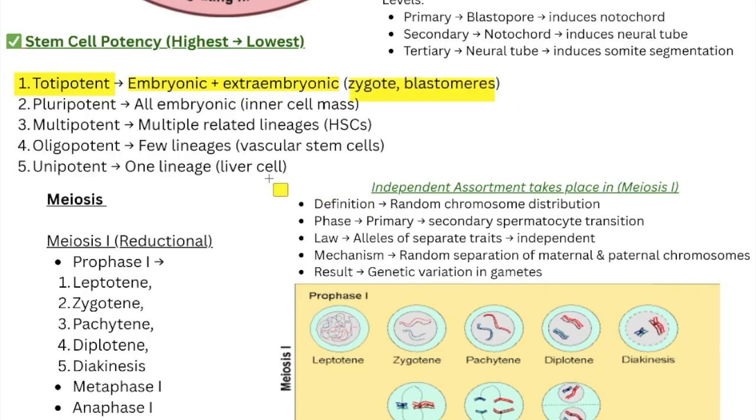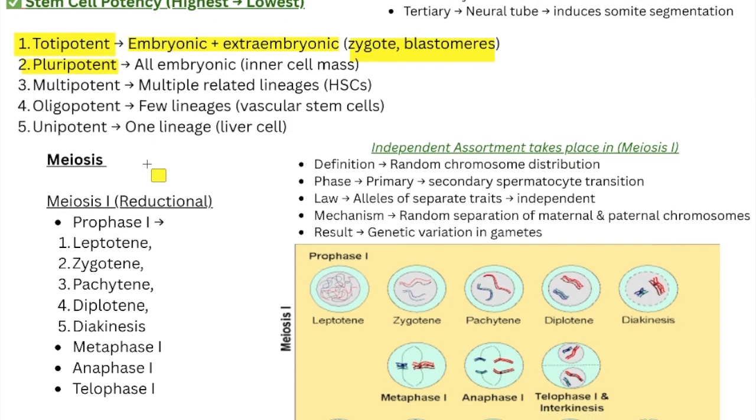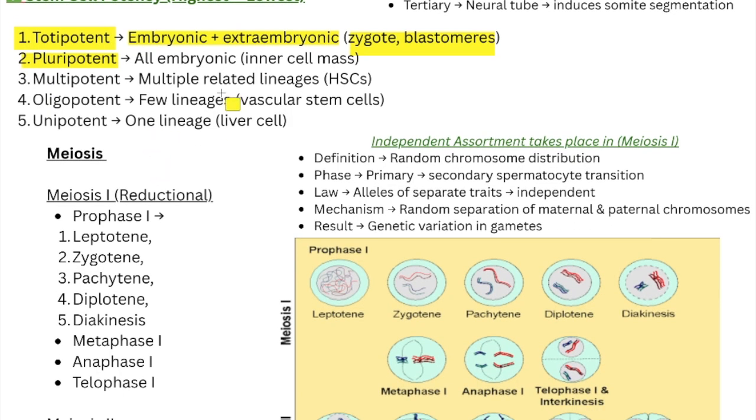One step down is pluripotent. These cells can form all tissues of the embryo itself, but not the extraembryonic structures. The inner cell mass of the blastocyst is a perfect example. Next is multipotent, which can form multiple, but related, cell lineages. Hematopoietic stem cells, which form various blood cells, are multipotent. Below that, oligopotent cells can form just a few cell types, like vascular stem cells. Finally, unipotent cells can only form one specific cell type, such as a liver cell.